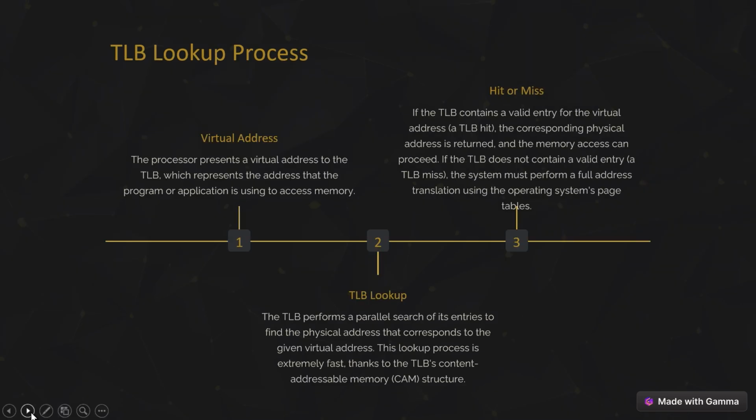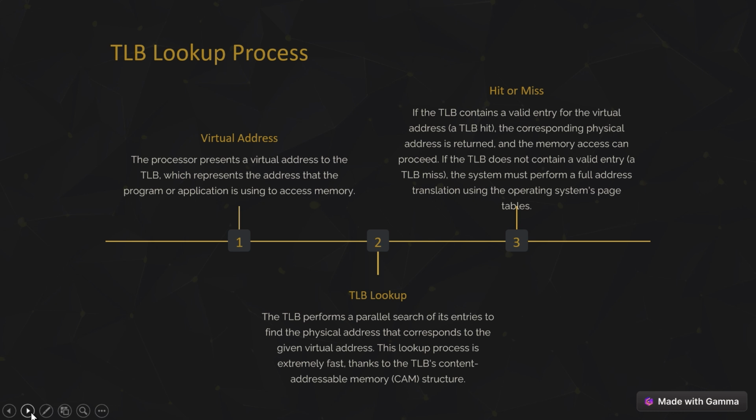TLB lookup process. First is virtual addresses. The processor presents a virtual address to the TLB, which represents the address that the program or application is using to access memory. Second is TLB lookup. The TLB performs a parallel search of its entries to find the physical address corresponding to the given virtual address. The process is extremely fast thanks to the TLB's content addressable memory, CAM, structure.